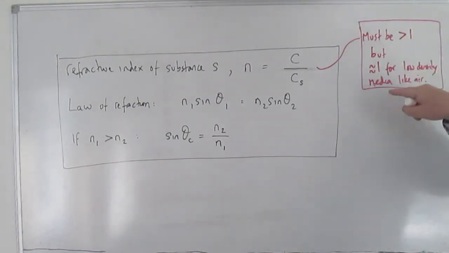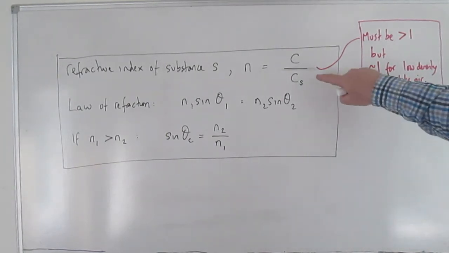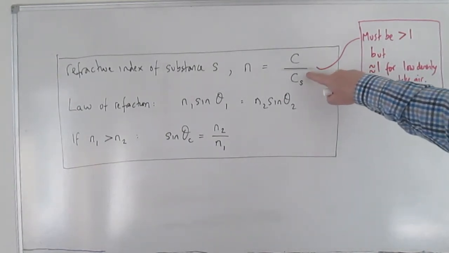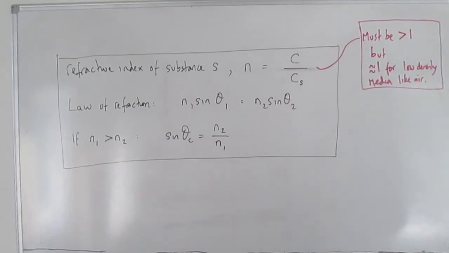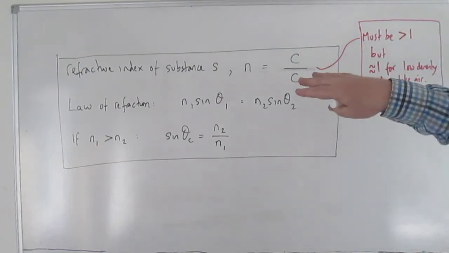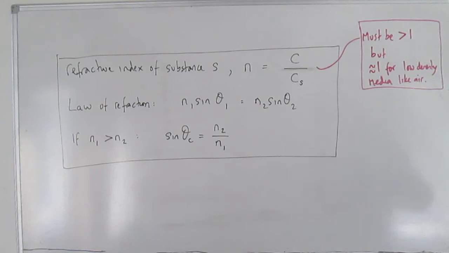So that's important that you remember this bit, because the definition is there on the data sheet, but you do need to know, in effect, that c_s, the speed of light within a substance, has got to be bigger than 1. But you also need to know that if one of the substances you're dealing with is air, then you can treat the refractive index of that substance as being equal to 1.